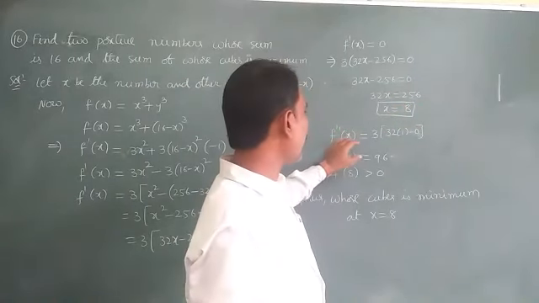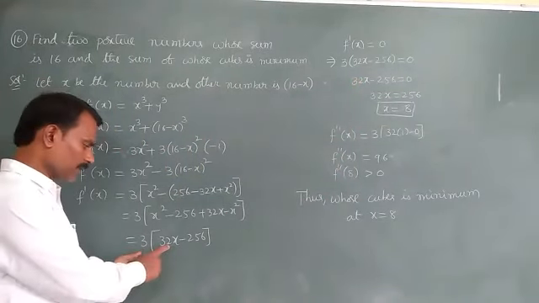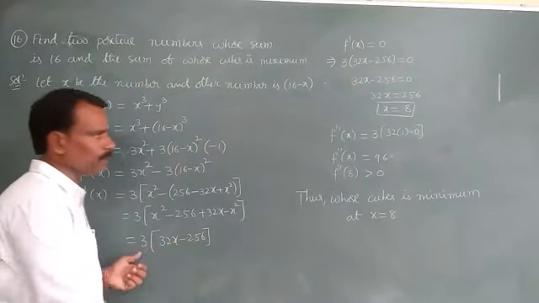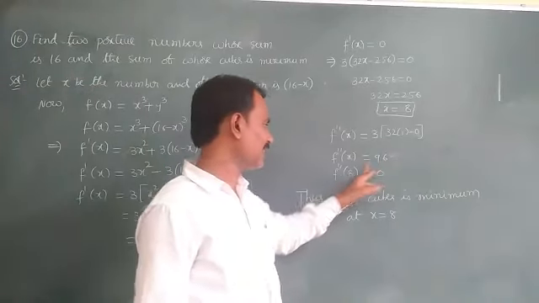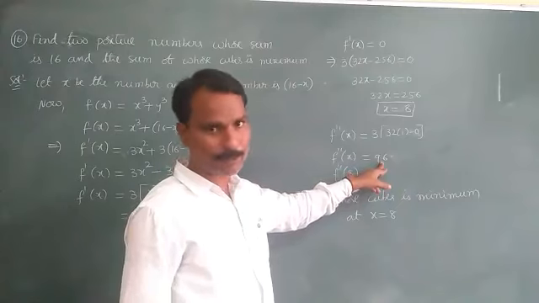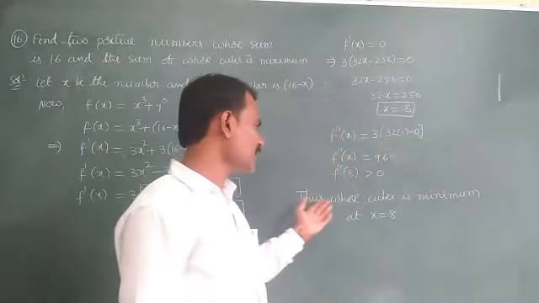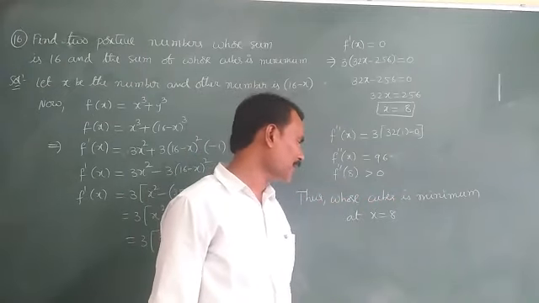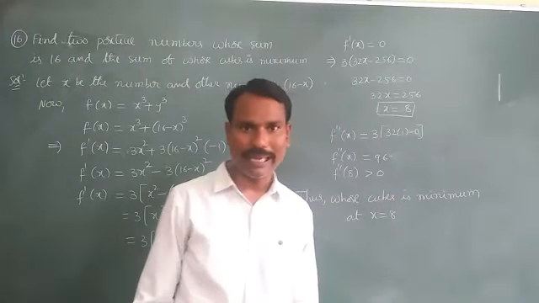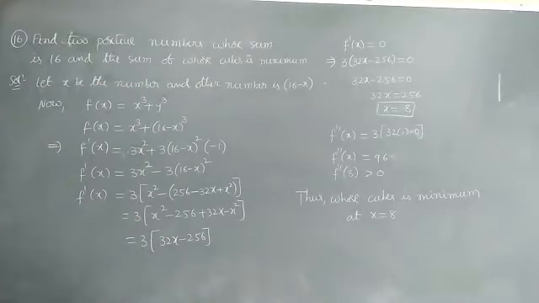And f double dash of x equal to 3 into 32 into 1, the other part is 0. So finally we get 96. F double dash at 8 means there is no x variable; directly 96 is a positive number, greater than 0. Greater than 0 means it is a minimum. So thus, the sum of cubes is minimum at x equal to 8. Okay, note down clearly.